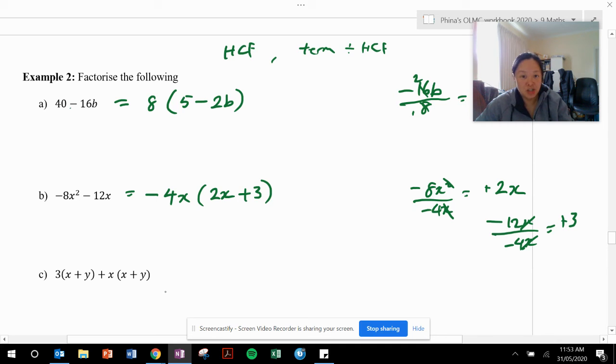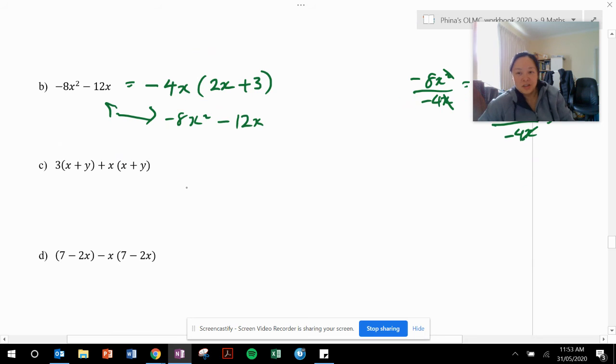It's factorized. And you can check it by expanding it. So minus 4x times 2x. So negative 4 times 2 is negative 8. X times x is 8x squared. Negative times positive is negative. 4 times 3 is 12, and x. And you can see it matches that. So that's a quick way to check it as well as the answers in your book.